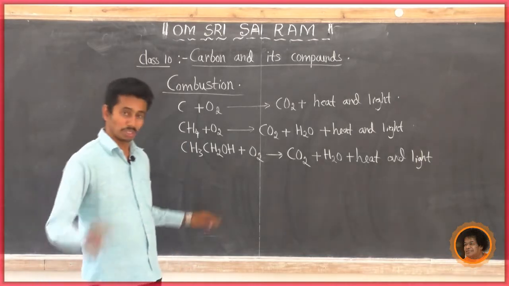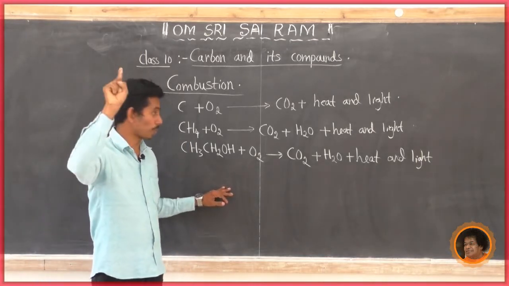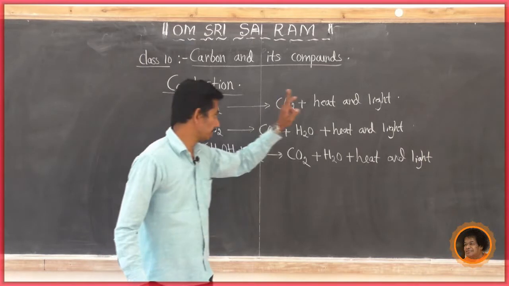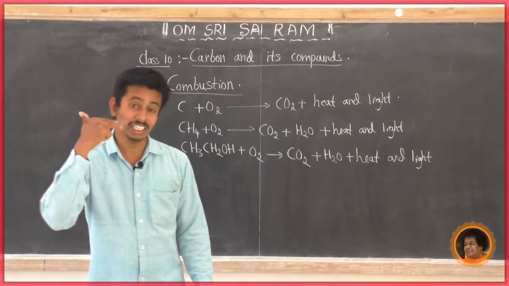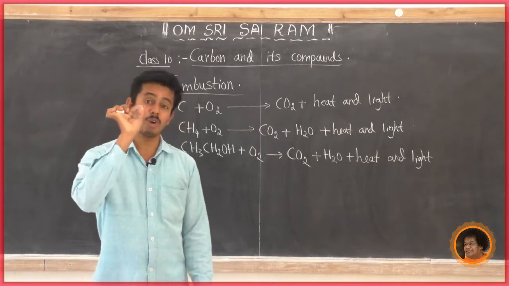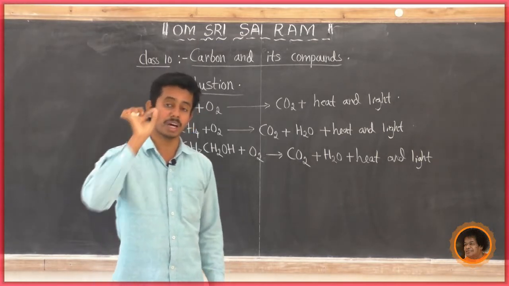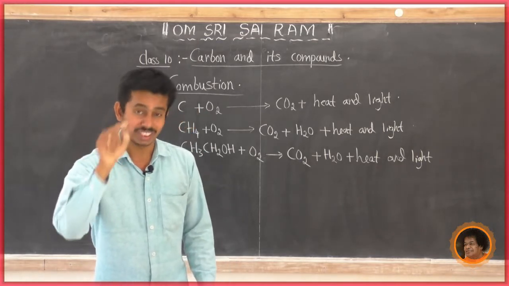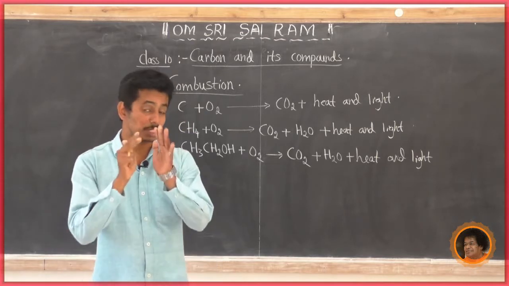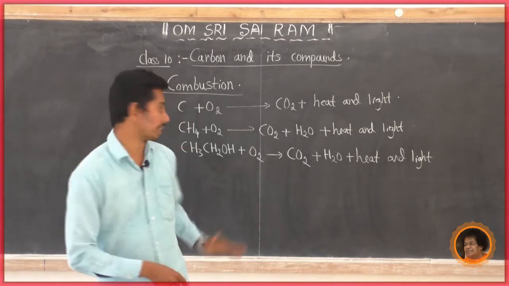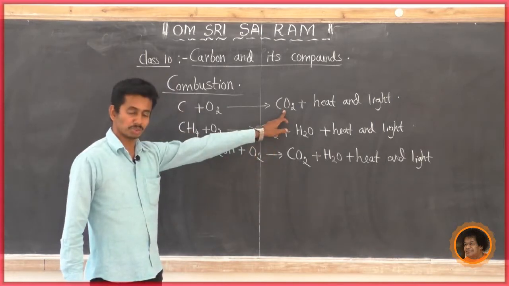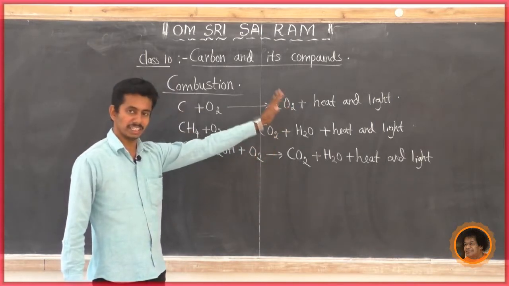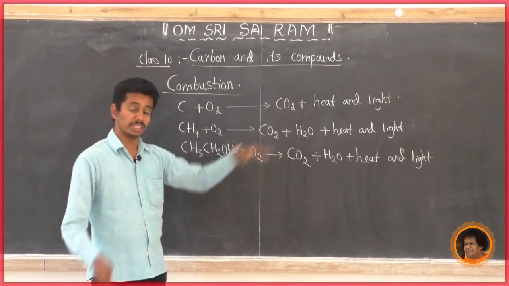Why? What is the reason? Because in a complete combustion, the products are carbon dioxide, heat, light and water. If it is an incomplete combustion, carbon monoxide and some carbon particles are produced in the products. That is the difference between complete and incomplete. In all these reactions, the products are only carbon dioxide, heat, light and water. So it is complete.